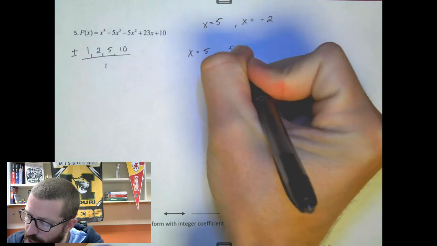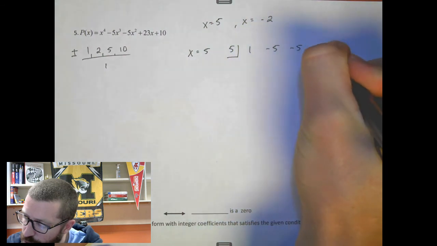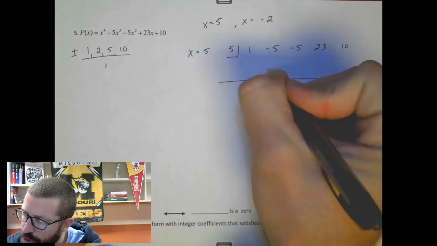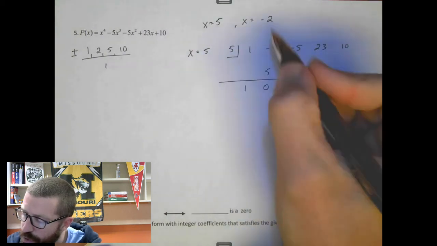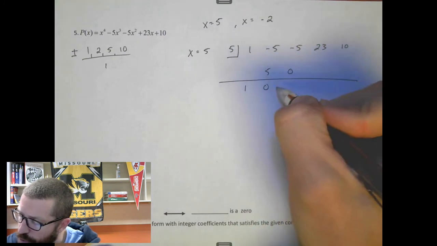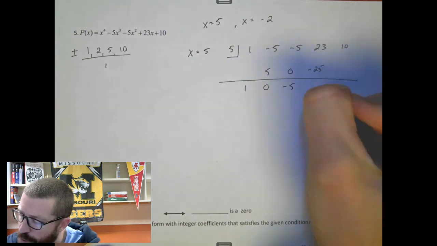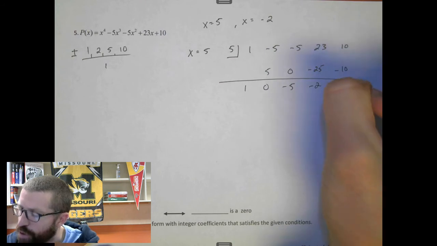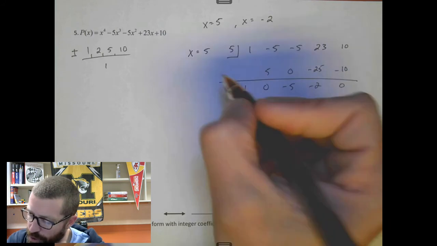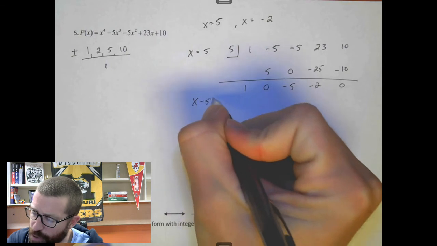So 5 goes in the box. And then bring down the 1. We get a 0. We get a 0. -5. See -25. And then add them. -2. 10. So I'm going through the synthetic division fast. So if you need to pause and try that, good. And then x equals 5. So let's make this x minus 5 for my factor.